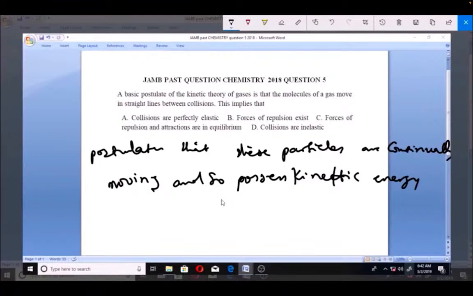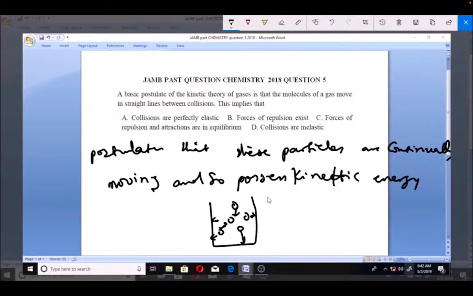The gas molecules will collide with one another and with the walls of the container. So what actually happens is that gas molecules are constantly colliding with one another, and also colliding with the walls of the container. That's what the postulate of the kinetic theory of gas says. So there is the force of repulsion that exists between them, and this force of repulsion also enables this collision with the walls of the container and with one another.